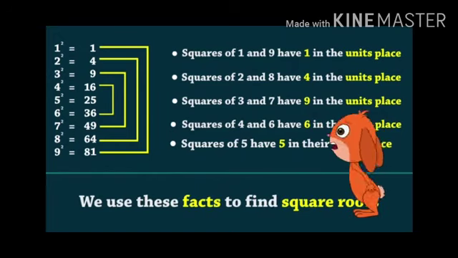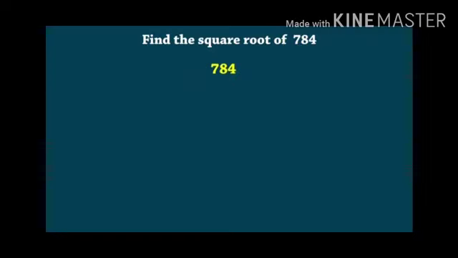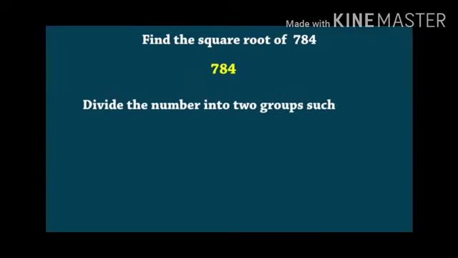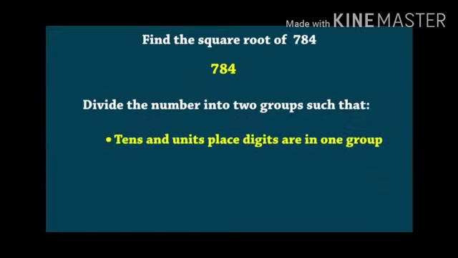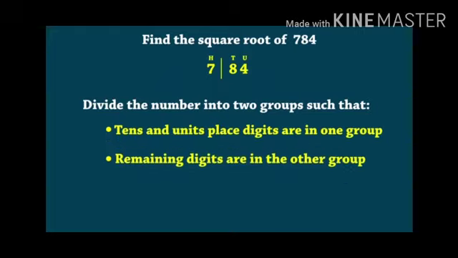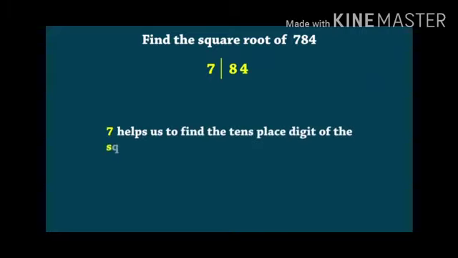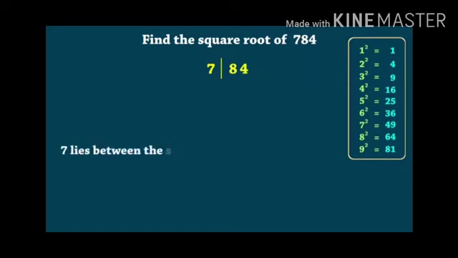So, let's start. For example, we have to find the square root of 784. Divide the number into two groups such that the tens and units place digits are in one group, and the remaining digits are in the other group. The two groups of 784 will be 7 and 84. 7 helps us to find the tens place digit of the square root, and 84 will tell us the units digit.